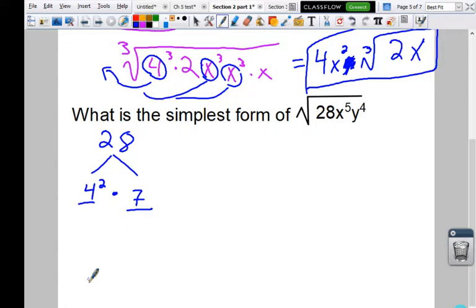Okay. So, this one is slightly different because I have an x and I have a y, right? 16 times 7. So I need to split apart my x to the 5th, and I need to split apart my y to the 4th. I'm actually going to split apart 3 things. The 28, the x, and the y.